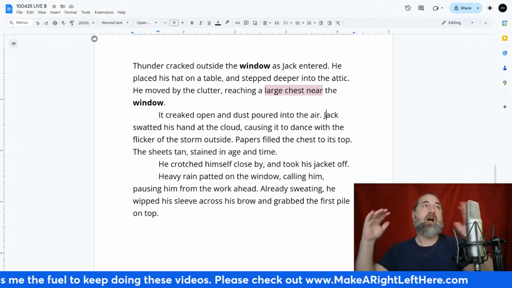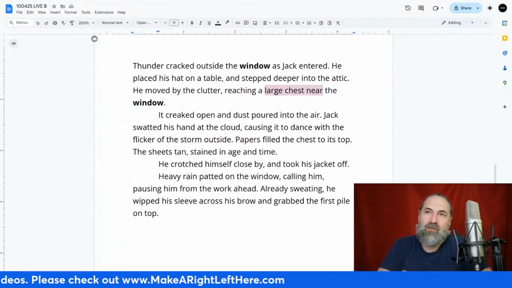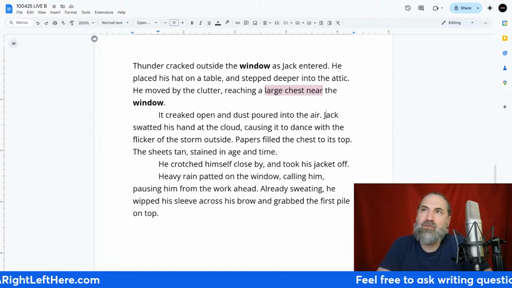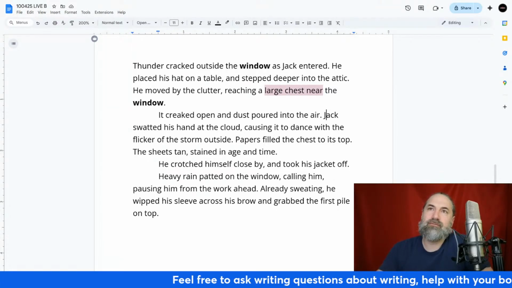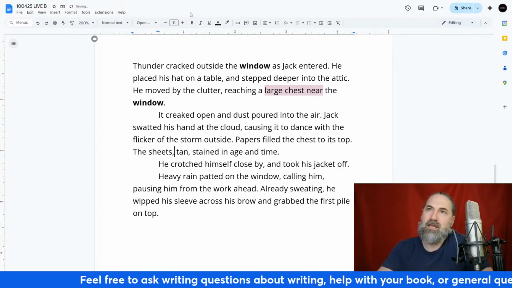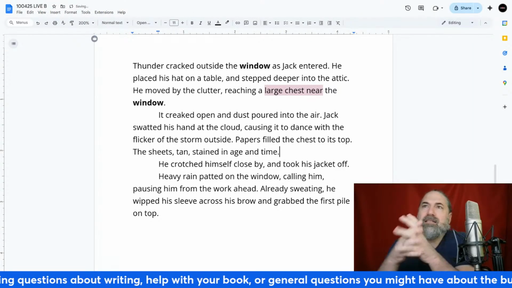Papers filled the chest. All right, so he's here to look through this chest for sure. That is the context. All right, he's here to look. Oh, he's looking. Papers filled the chest to its top. You know, the sheets, tan, stained. I think that's how it would be. I don't have the spell check on, right? Stained in age and time.